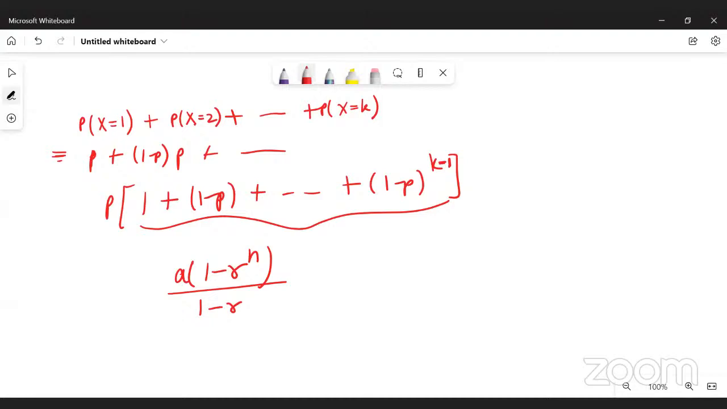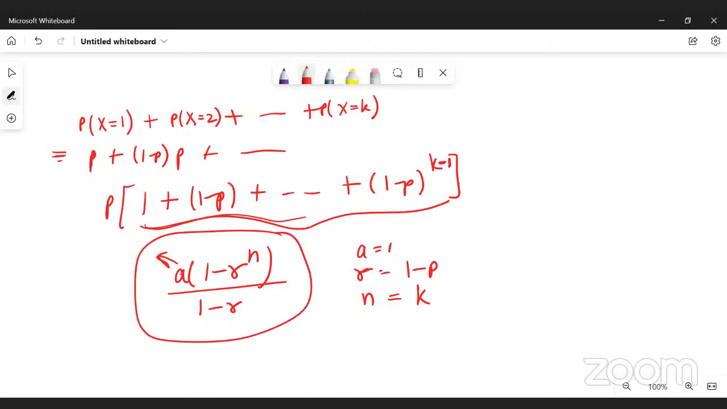So A in this case is 1. A is the first term. Correct. So A is 1. What is R here? R is 1 minus P. And what is N here? K minus 1. Not K minus 1, it is K. Sorry, N is K terms. Yeah, okay. K terms. So you just substitute. So this is the sum of the geometric series, right? You just substitute everything in this formula and you will get your final value.